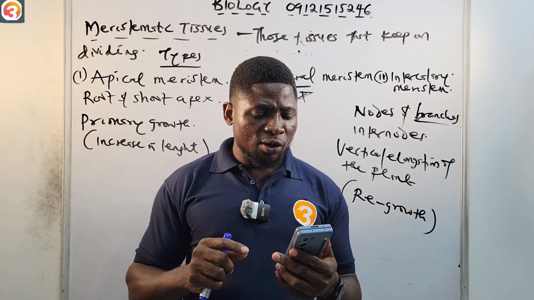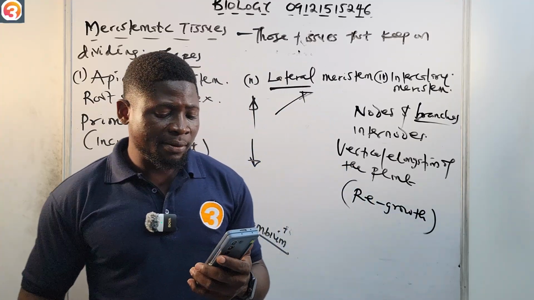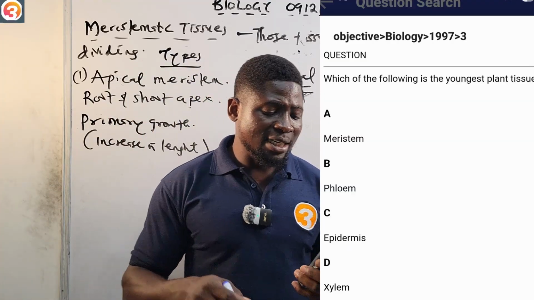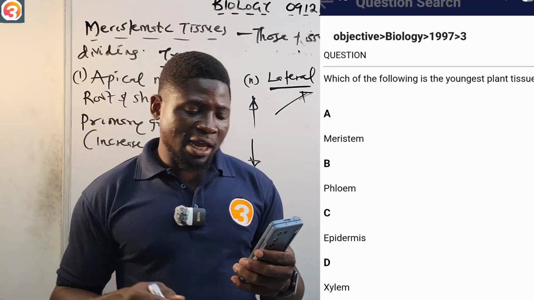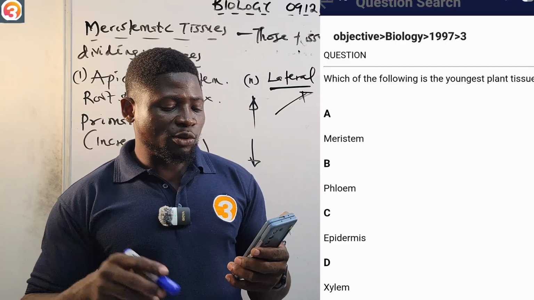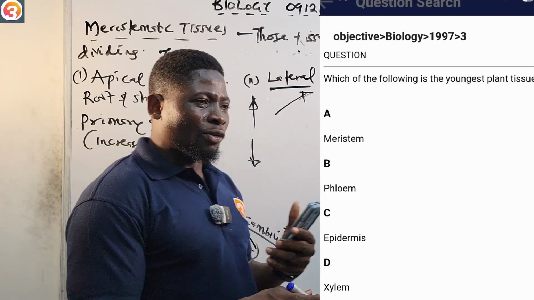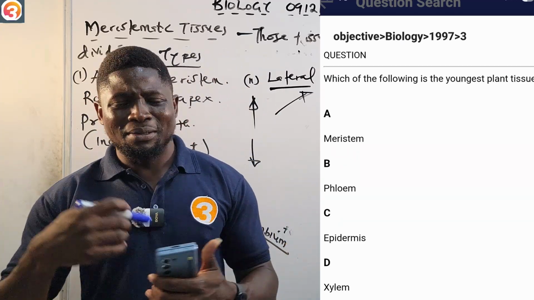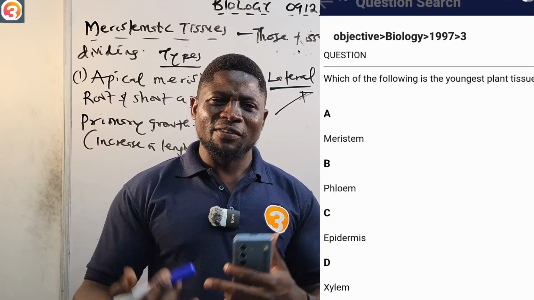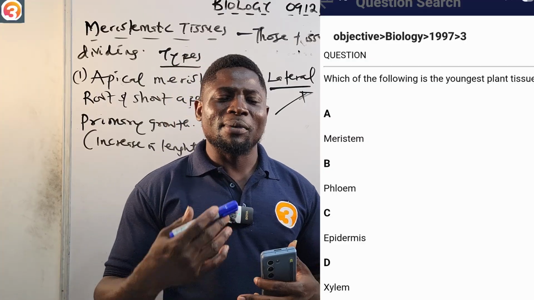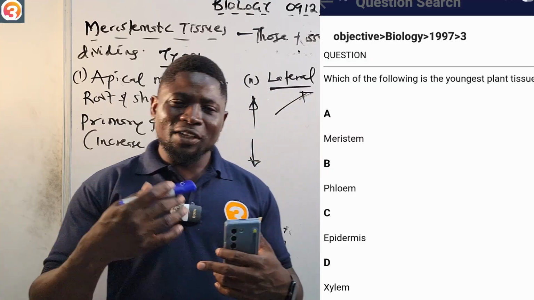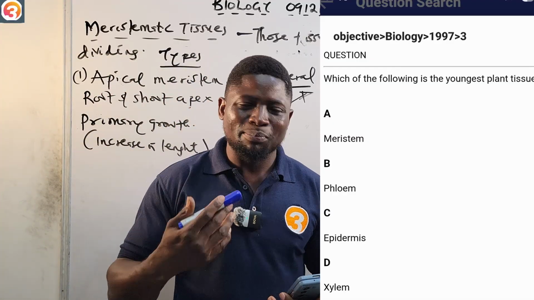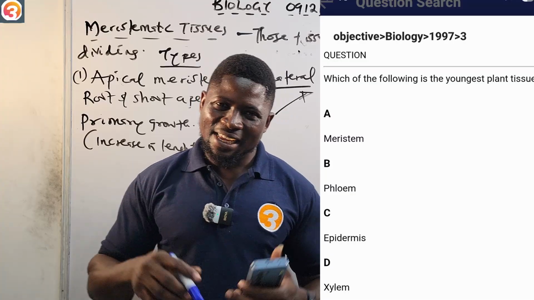Now, let us see the question we have here. They say, which of the following, that is Biology 1997 number 3, is the youngest plant tissue? A, meristem. B, phloem. C, epidermis. D, xylem. Obviously, the answer will be meristem. It begins from the meristem, they keep on dividing, and even when we start talking about permanent tissues, you will see that even the permanent tissues were formed from meristematic tissues. So the correct answer is A, meristem.